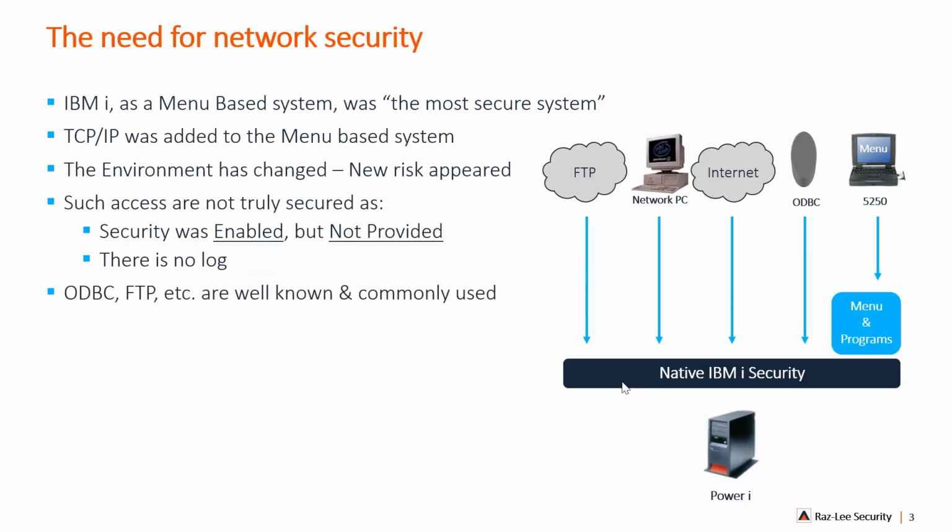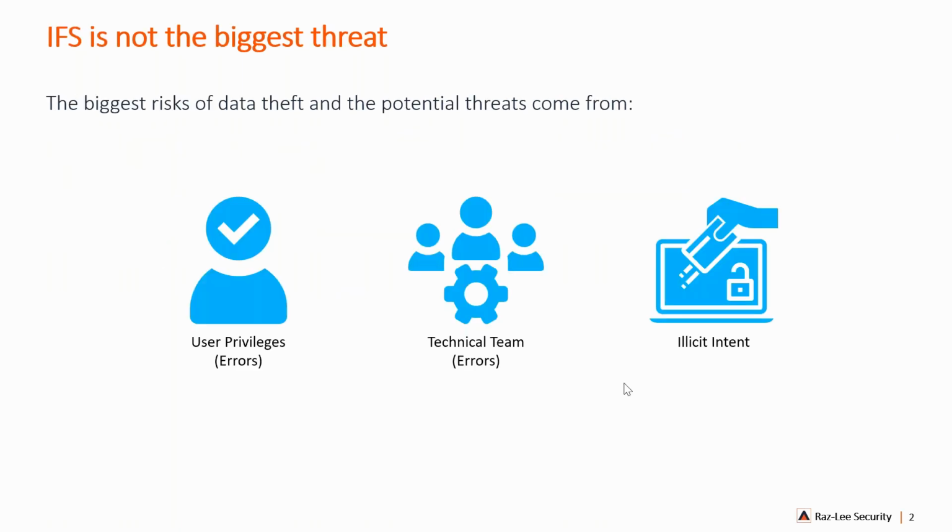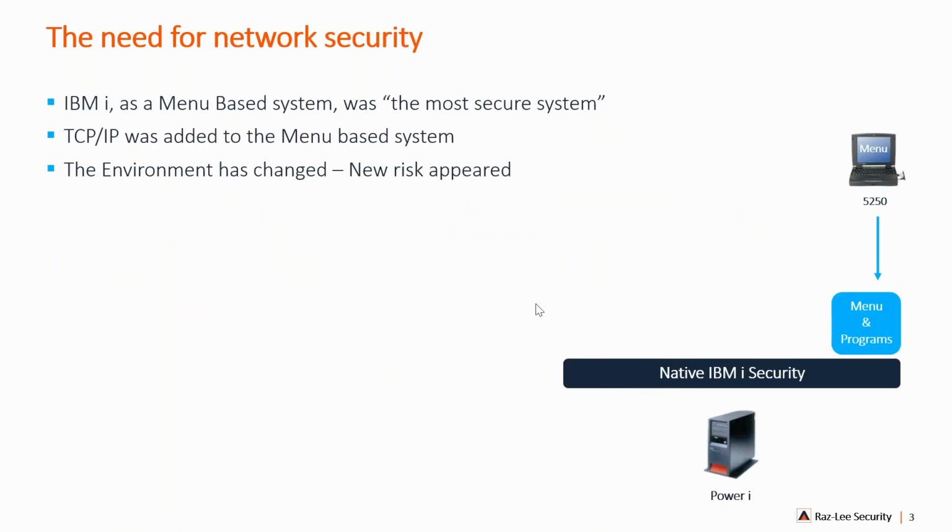Now, it's still very common to hear the word that the IBM i is secured. I don't need security because it comes with its own security. It's true. It comes with the menu and programs using those connections as it used to be, but TCP/IP was added. The environment has changed and new risk appeared.